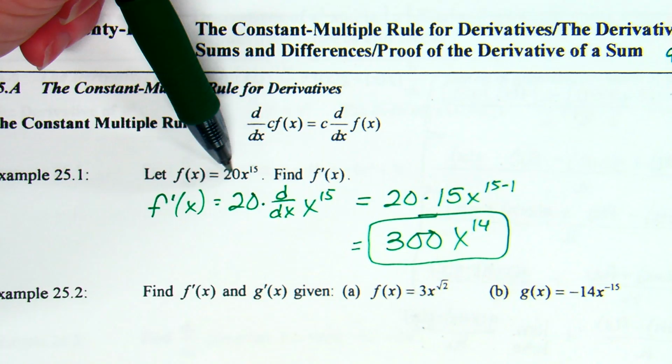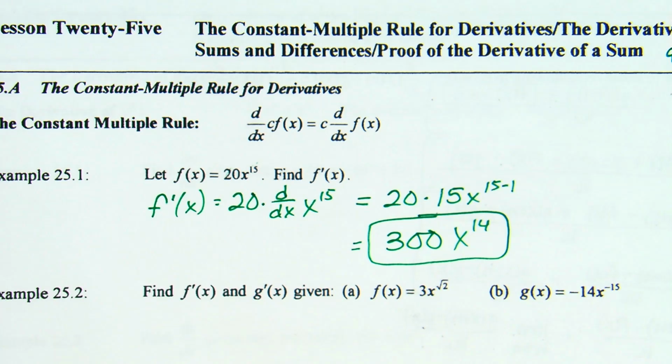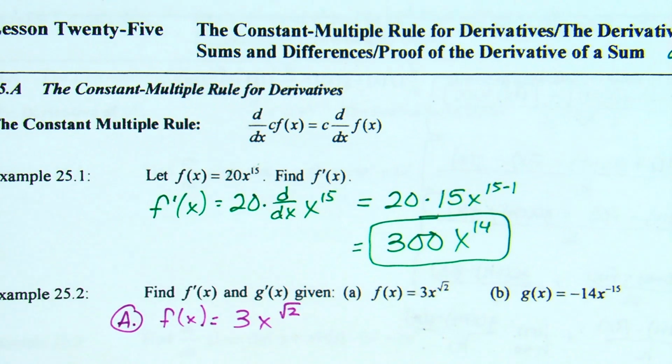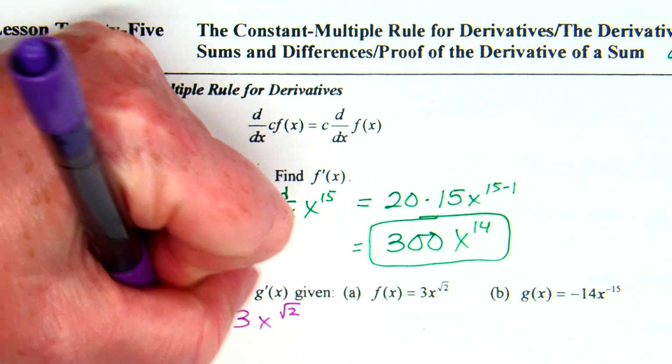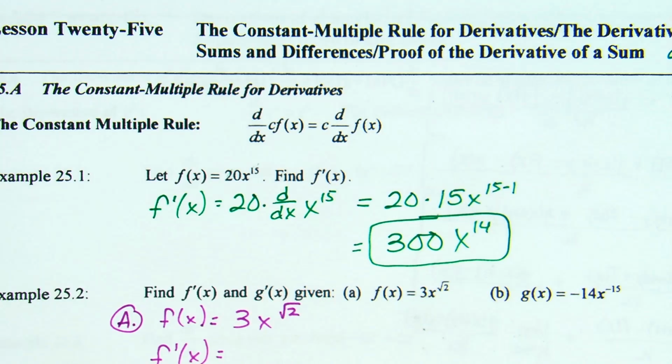Find f prime of x and g prime of x, given a is f of x and b is g of x. So, f of x is 3x to the square root of 2. Gotta make it fun here. Different? Creative? I don't know. So, not fun, huh? Okay, f prime of x. Thoughts on what we're doing here?